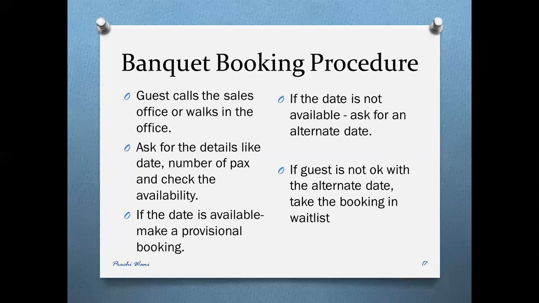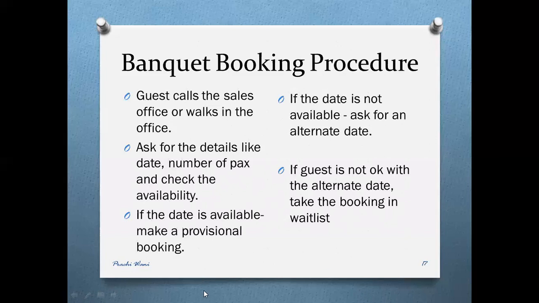In both the cases, you are supposed to take down basic details like date of the event, number of packs, and then check the availability of the banquet hall. You're supposed to check the availability of the banquet hall either in the software if you have, or you have a banquet booking diary which is maintained. Now that is a manual form of taking a booking which goes in banquet booking diary.